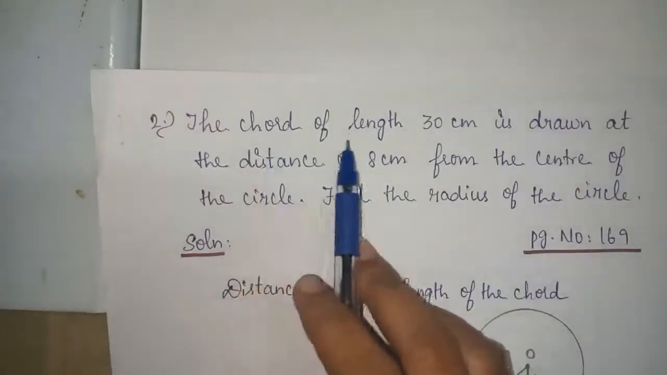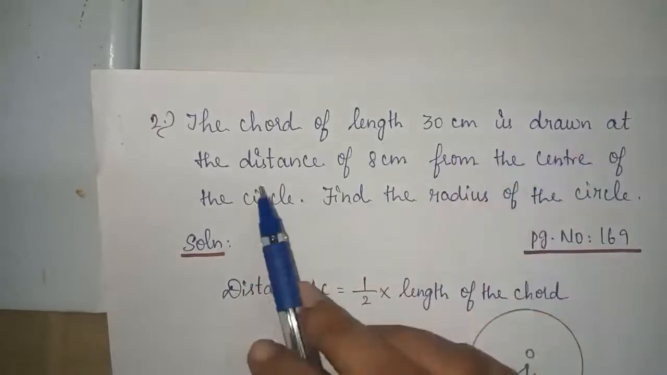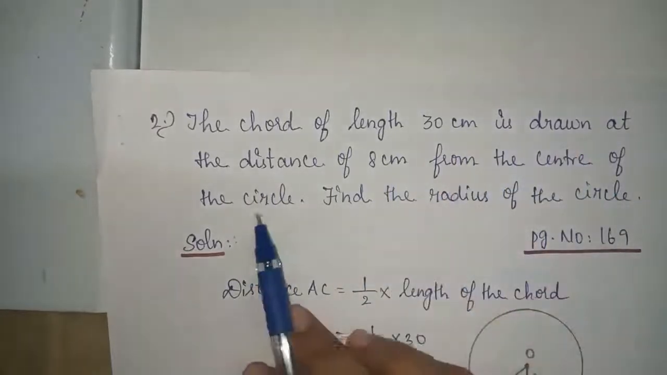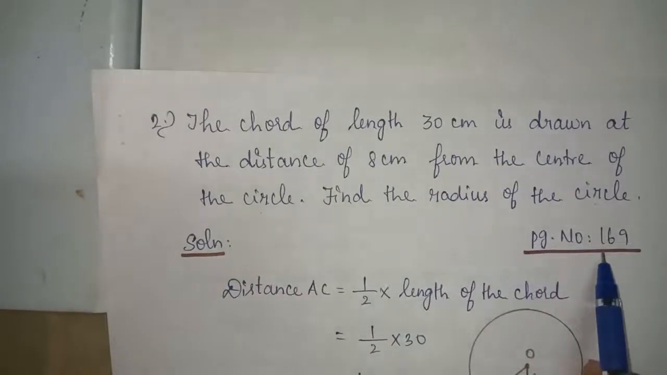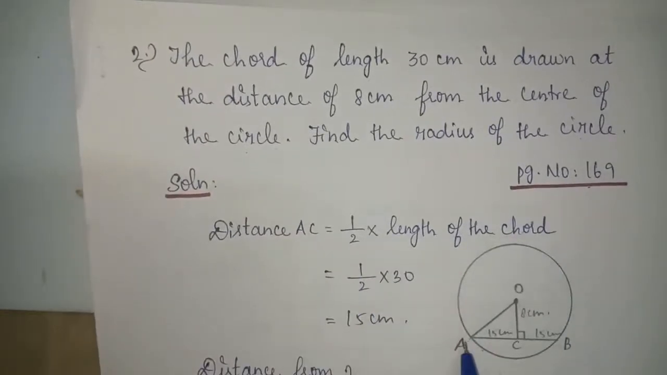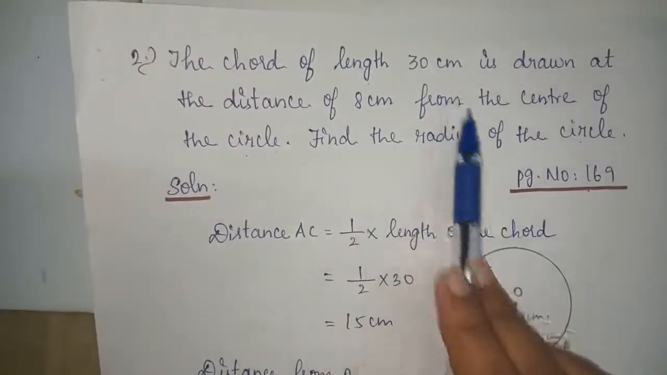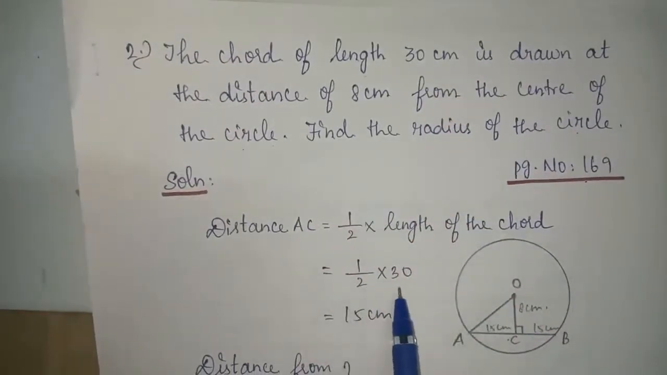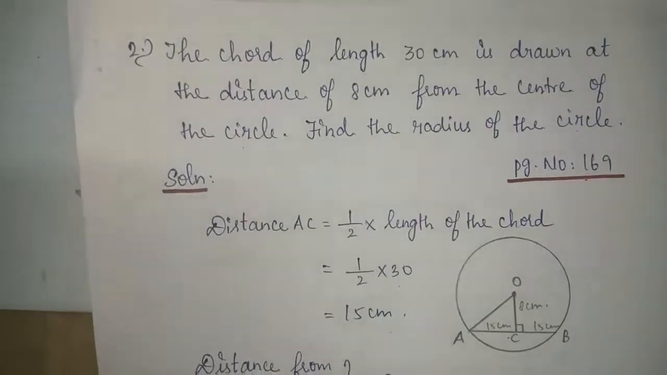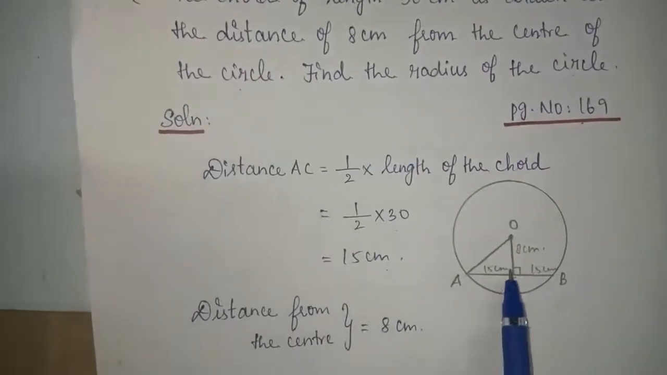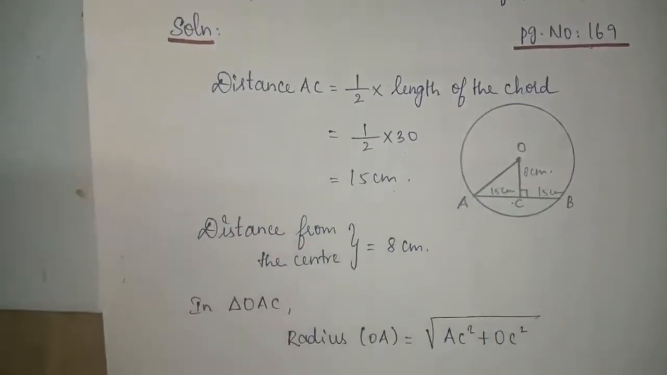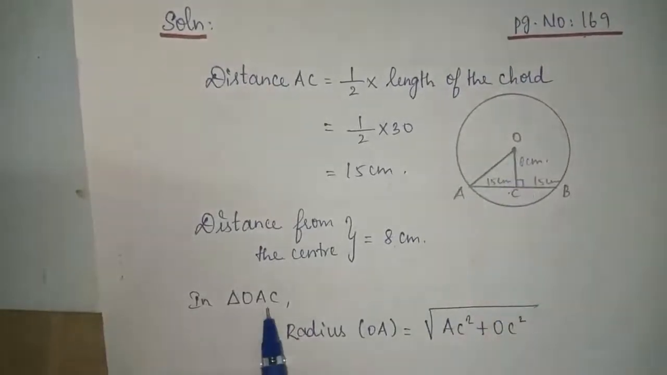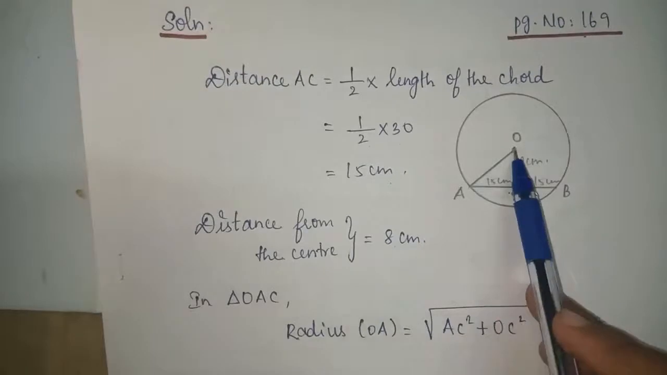Problem number 2. The chord of length 30 centimeter is drawn at the distance of 8 centimeter from the center of the circle. Find the radius of the circle. The problem belongs to page number 169. So distance AC is equal to half into length of the chord. So here the length of the chord is 30 centimeter. So which is equal to 1 by 2 into 30, which is nothing but 15 centimeter. So distance from the center of the circle is 8 centimeter is given in the question. Then you can see a triangle OAC. In a triangle OAC, radius is equal to, you have to find the radius.